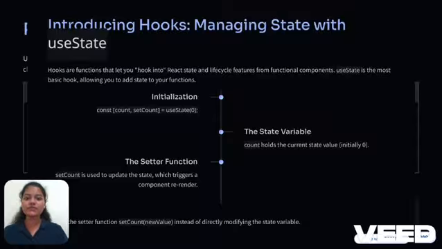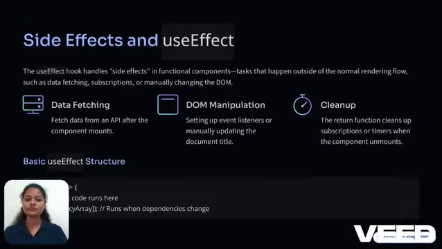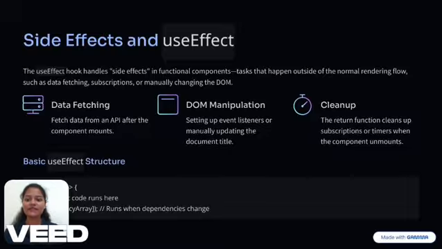useState hook is the most fundamental hook, provides a way to add state variable to functional components. It returns the current state value and a function to update it. Next, useEffect. useEffect lets you perform side effects in functional components such as data fetching, subscribing, or manually changing the DOM. It runs after every render by default, and this can be seen as a side effect.